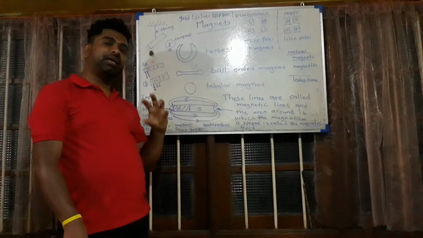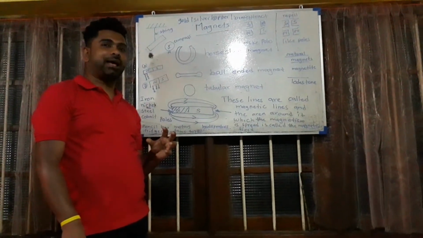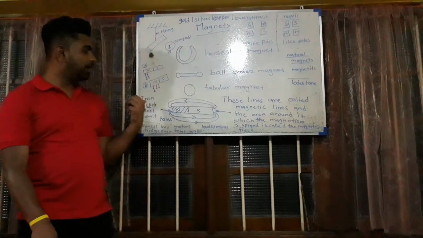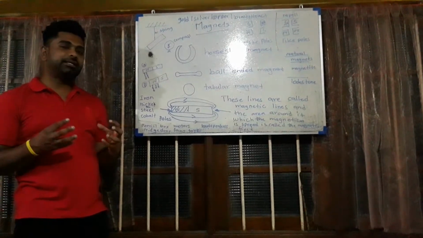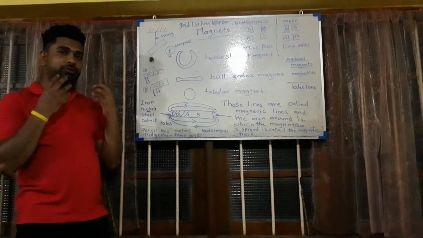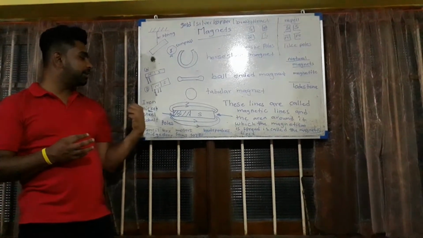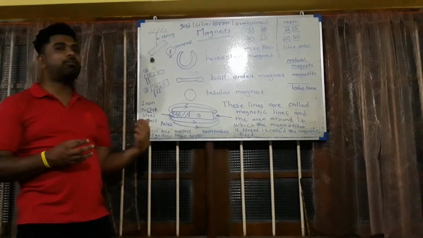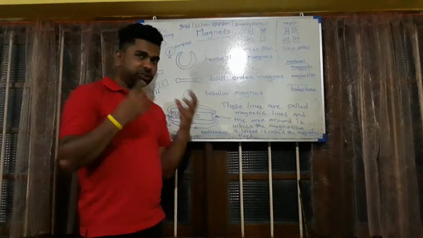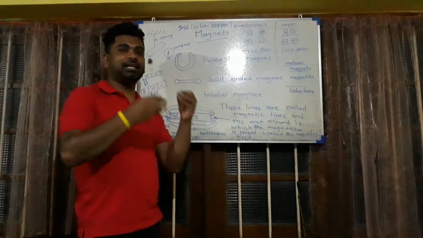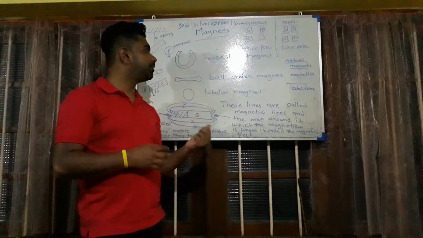But man has made some magnets which are called artificial magnets using the materials iron, nickel, steel and cobalt. So what are the materials that are used to make magnets? Iron, nickel, steel, cobalt. Right, children? So if we consider the shape of the magnet, we can give various names for those magnets, right?